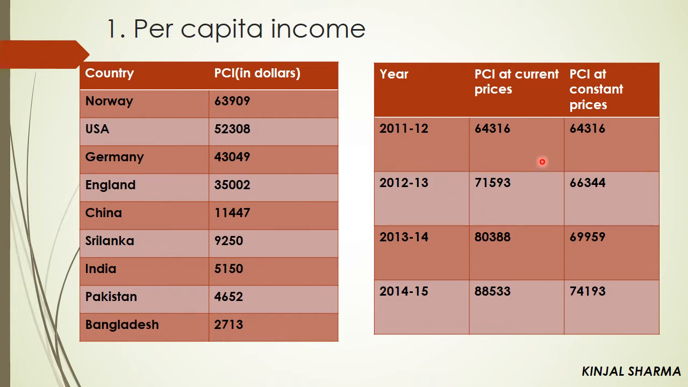Now here we can see the per capita income at current price and here the per capita income at constant price. A comparison of the last 4 to 5 years is shown over here. In year 2011-12 it was 64,316, which increased to 88,533 in 2014-15, whereas at constant price in 2011-12 it was 64,316, and in 2014-15 it increased to 74,193.